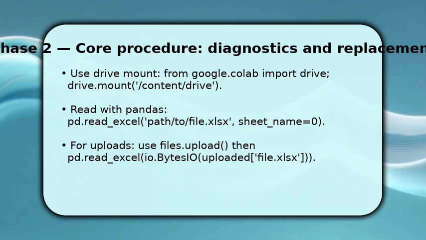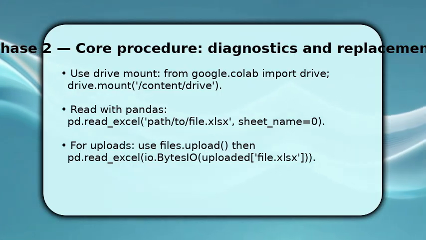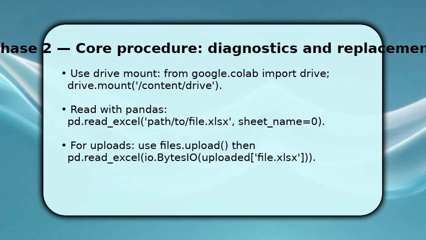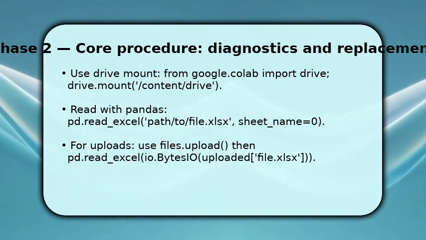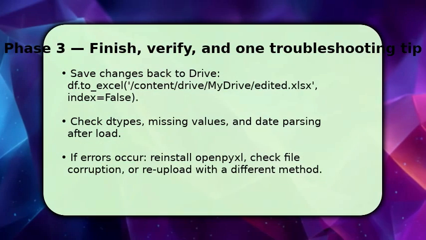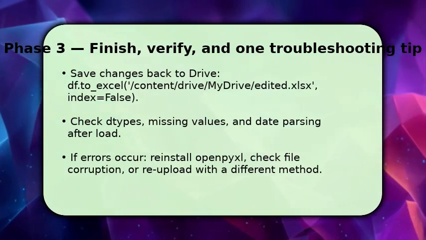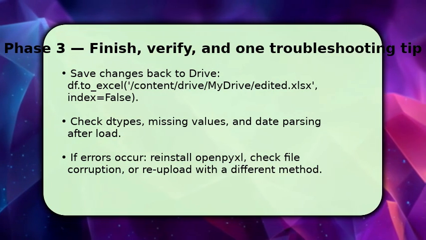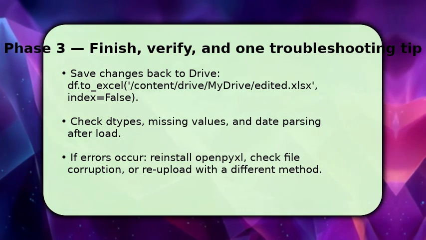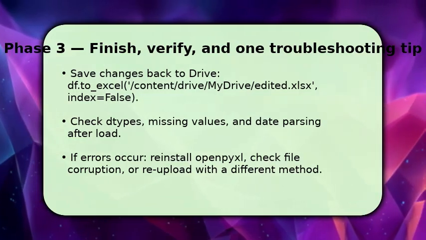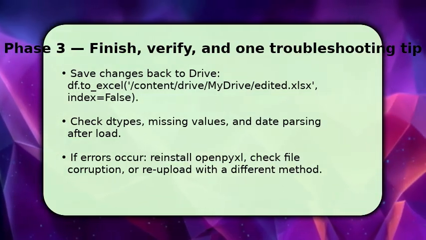Once read, inspect df.head and df.info to verify columns and types. This helps you catch date parsing or merged cell issues early. Complete the workflow by saving any transformed DataFrame back to Drive or downloading it. Use df.to_excel with index=False to keep it tidy. Make sure to inspect dtypes and missing values, because Excel often stores numbers as text or dates as Excel serials.